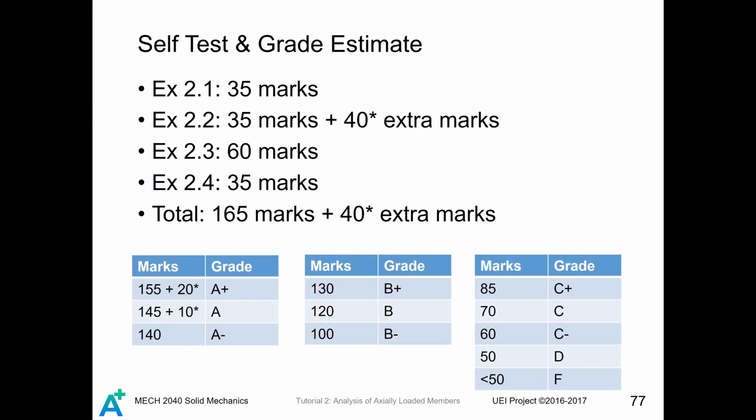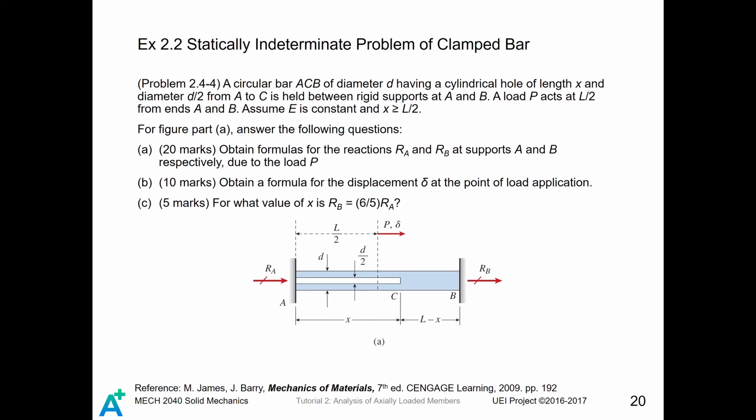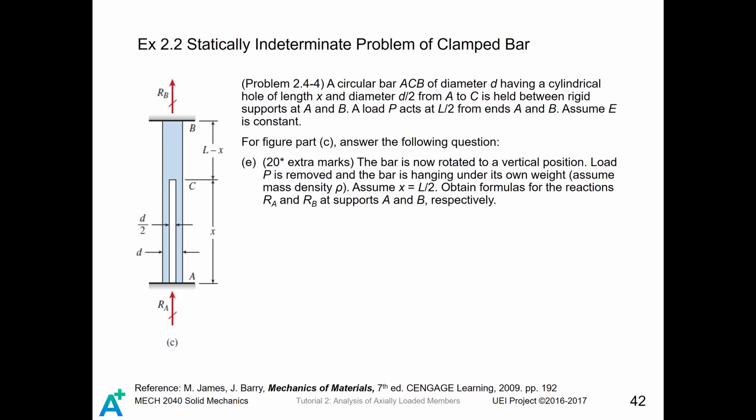Starting from this tutorial, for each example in each tutorial, I will assign marks for each problem. For exercise 2.1, I assigned 10 marks for part A, 15 marks for part B, and 10 marks for part C. For 2.2, I assigned 20 marks for part A, 10 marks for part B, 5 marks for part C. And since part D and part E are very difficult, I assigned extra marks to them instead of regular marks. For part E, also extra marks because there are a lot of calculations.